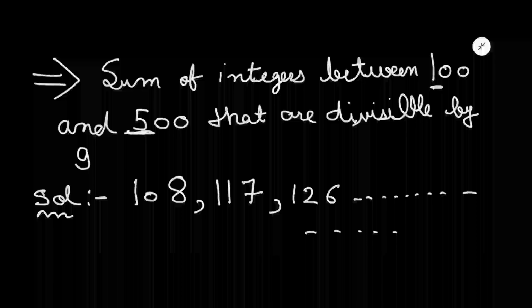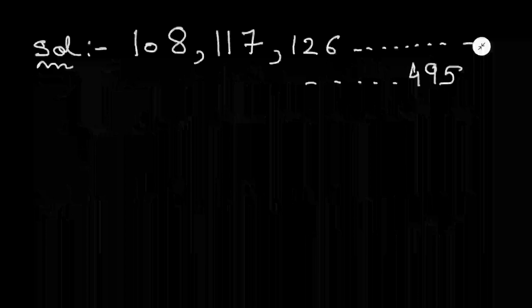So we have to find our last term also, which is also known as the nth term. So you can see it is 500. 499 is not divisible by 9, 498 is also not divisible by 9, 497 is also not divisible by 9, 496 is also not divisible by 9. So if you see 495, 9 fives are 45. Yes, 495 is divisible by 9, because 9 into 55 is 495.